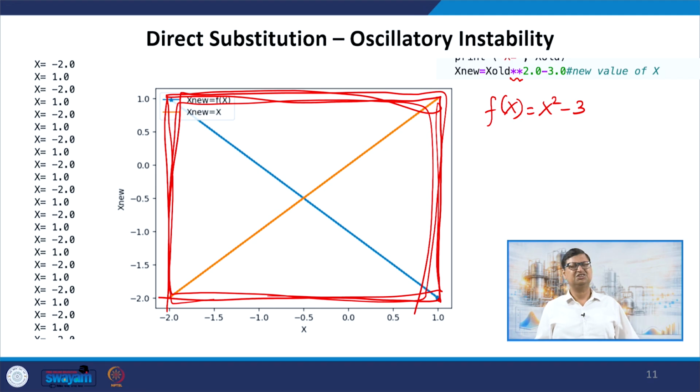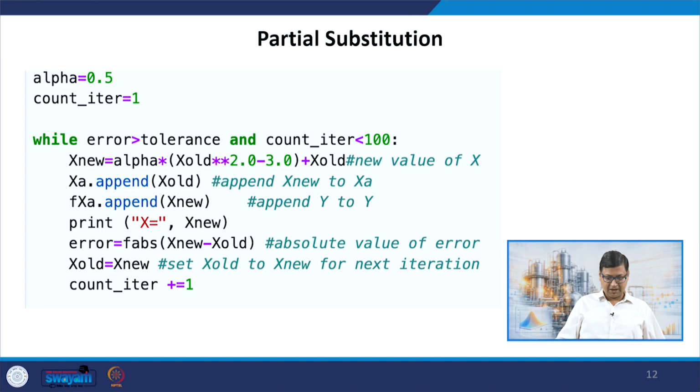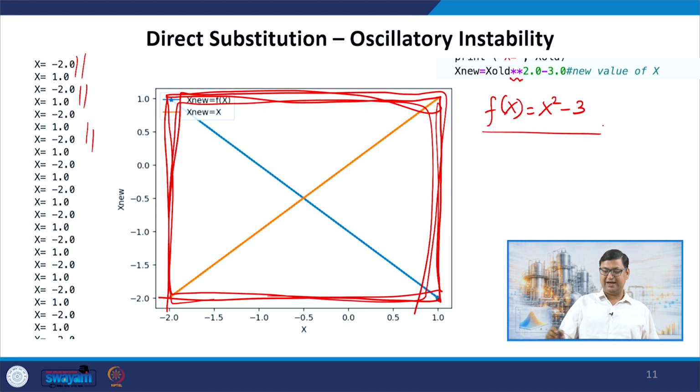after 100 iterations, because I have set a way to avoid this happening. Once this starts to happen, then I am going to stop after 100 iterations. And you see the values were getting printed, minus 2, 1, minus 2, 1, and so on. Now, in this particular example, I want to see whether partial substitution helps in this particular case, right? So let's see how we can avoid this problem by doing this partial substitution.